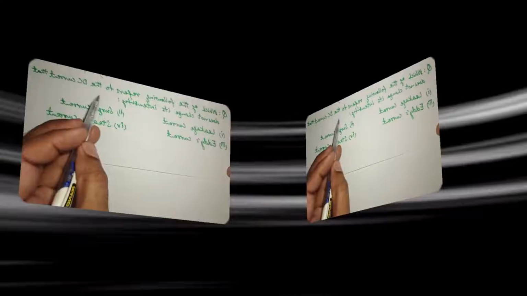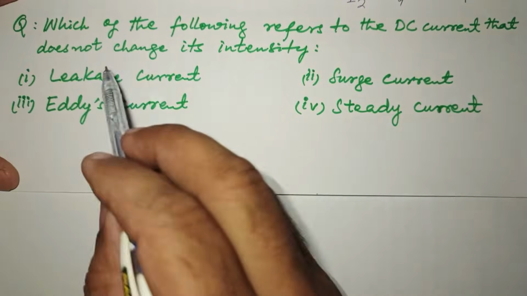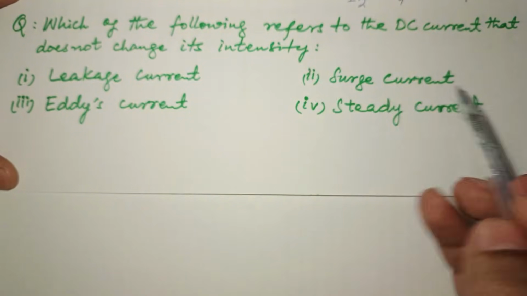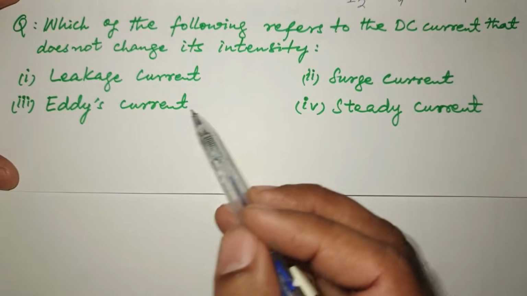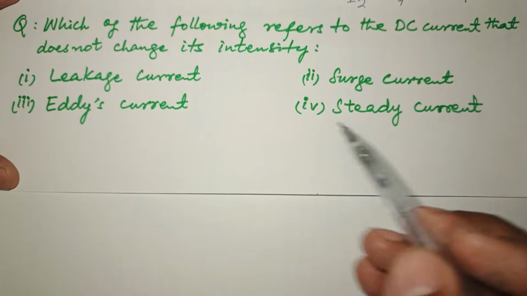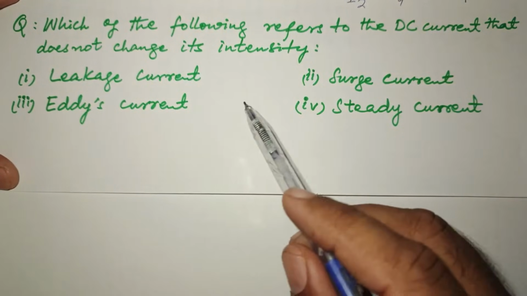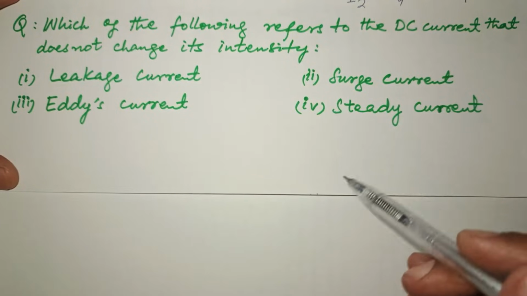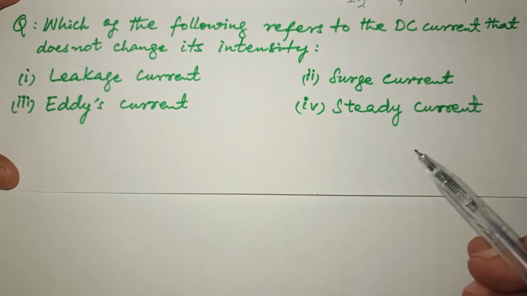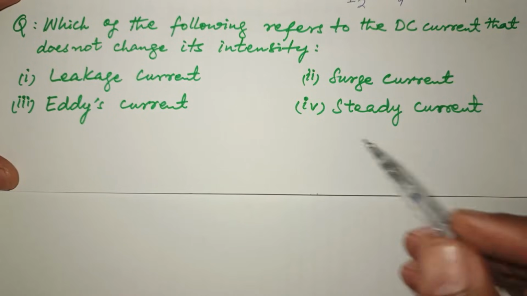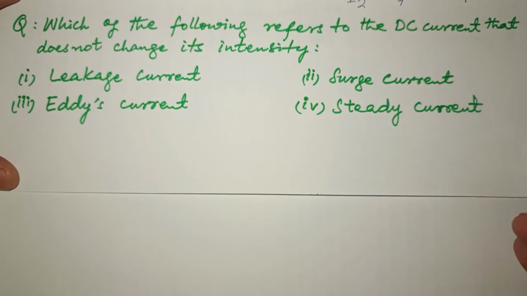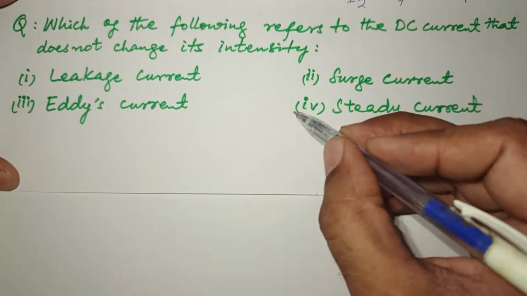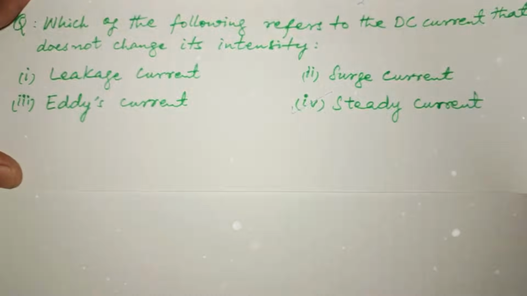Which of the following refers to the DC current that does not change its intensity? So what are the options? Leakage current? No. Eddy current? No, not at all. Surge current? Not at all, because it is not changing its intensity, which means it is not changing its polarity or frequency either. It is constant. So the answer is the constant current. DC current is a constant current and it is also known as steady current. So the steady current is the correct option. Move to the next one.